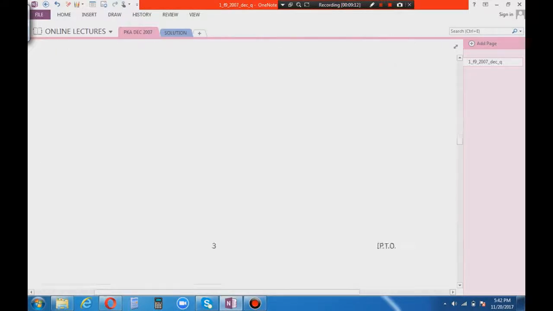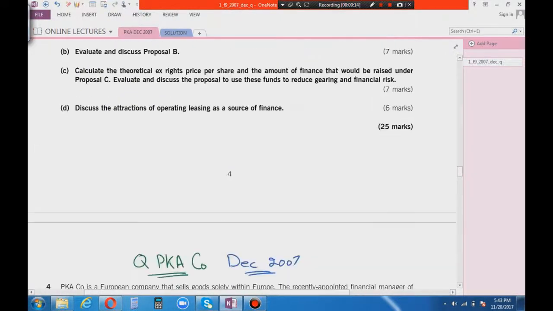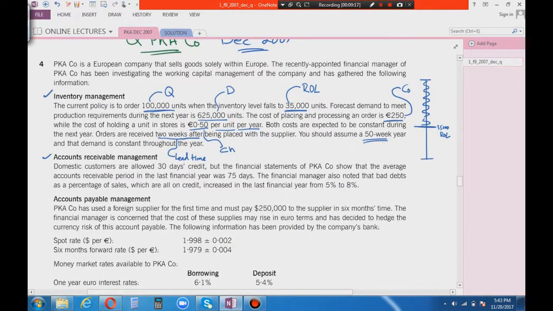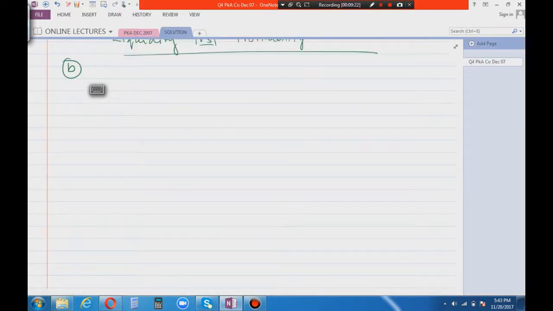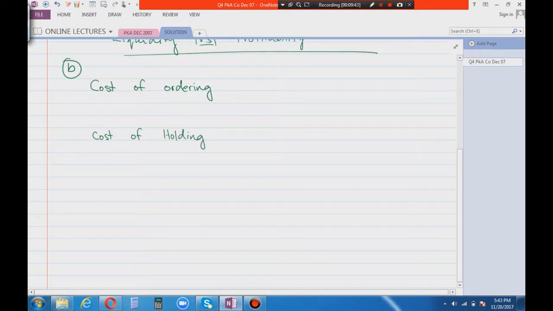Question number 4, sorry about that. So current ordering policy, what is the cost of current ordering policy? This cost will include basically two costs: cost of ordering and cost of holding. If you add cost of ordering and cost of holding together, this will give you total cost.